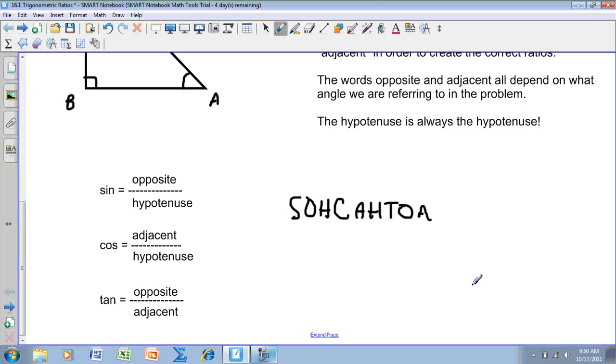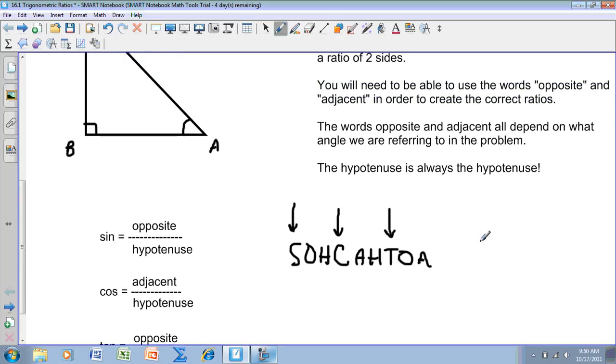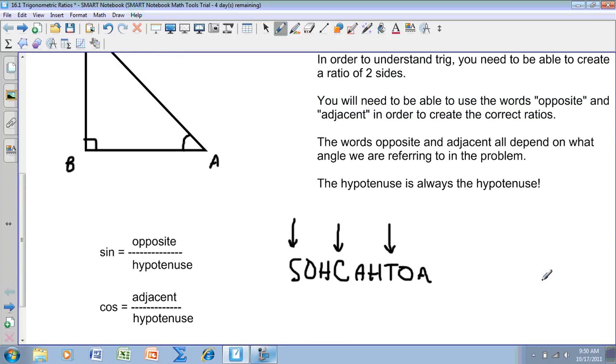Chief SOHCAHTOA. And he's not really an Indian chief. It's really just a way to remember sine is opposite over hypotenuse, cosine is adjacent over hypotenuse, and tangent is opposite over adjacent. All right? So if you can remember those, then you can set up the trig ratios from any triangle that you have.